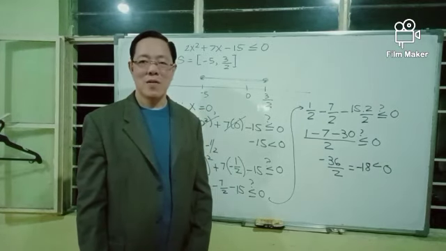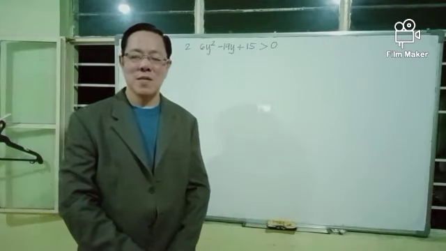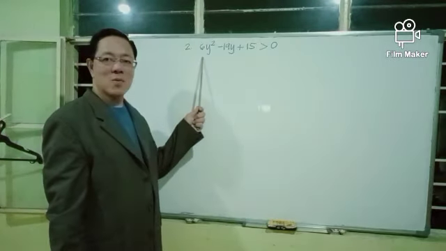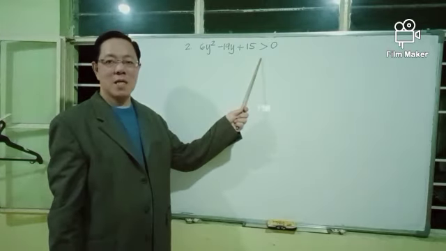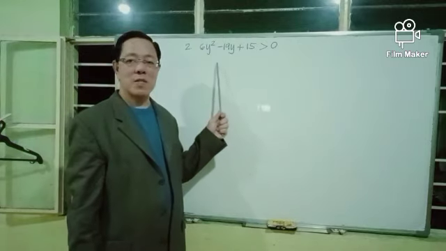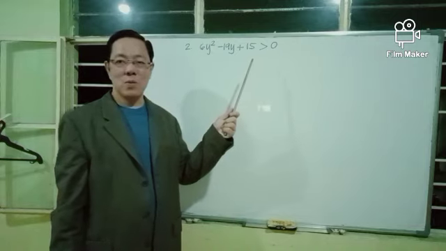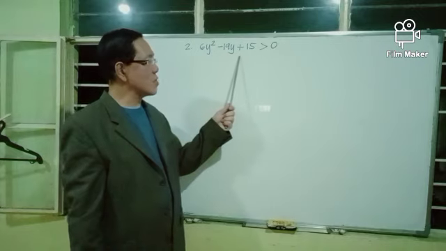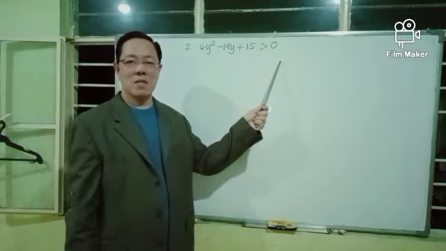We now take another example. For our second example, consider the following quadratic inequality. We have 6y squared minus 19y plus 15 greater than or equal to 0. We want to find the values of y that will satisfy this quadratic inequality. Those real numbers, when you substitute them for y into this quadratic expression, you will get a real number that is positive or greater than 0.